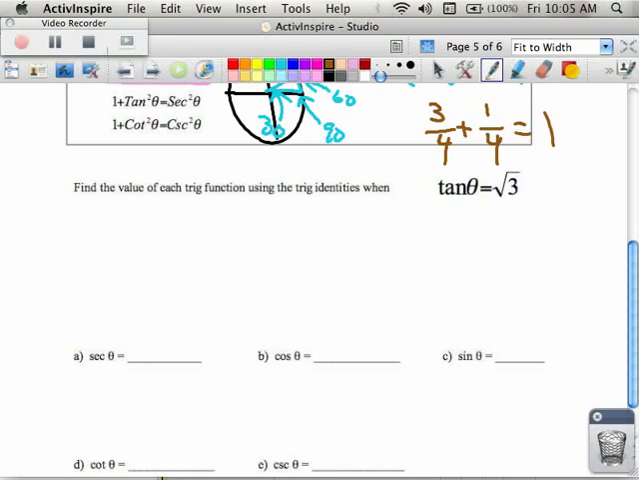Yeah? 1 and 2 is correct because that's where the y values are above the x-axis. Okay? For the cosine, it's 1 and 4. With me so far? All right. What about for the tangent?